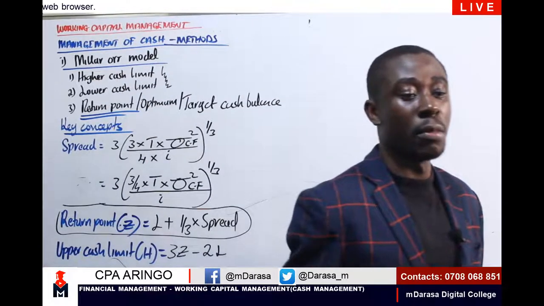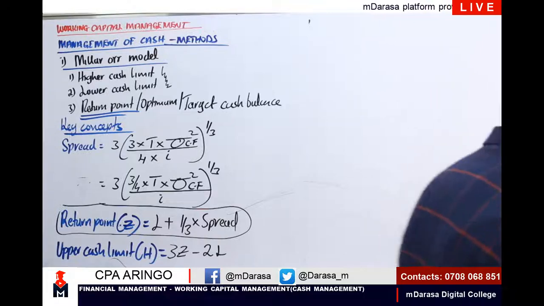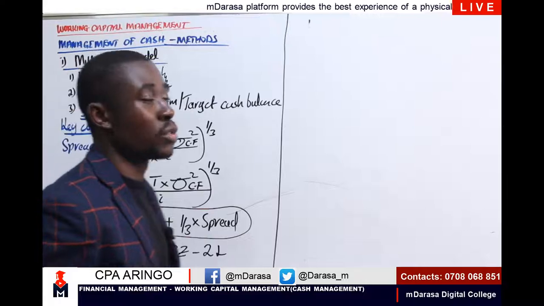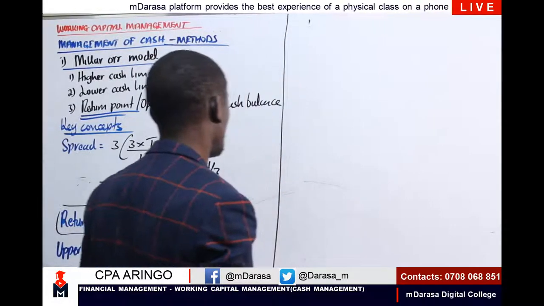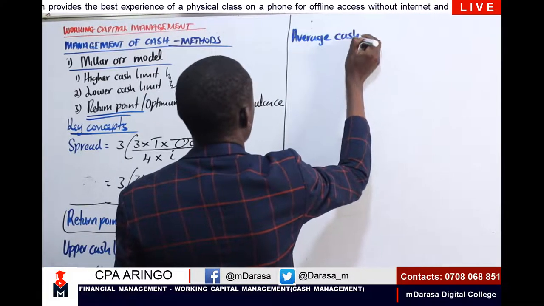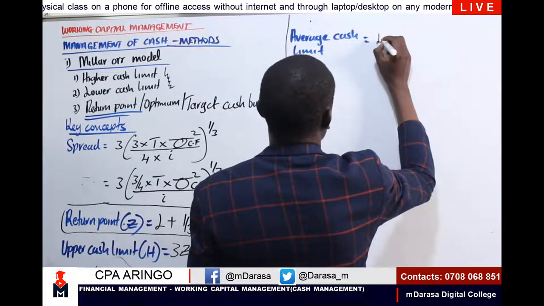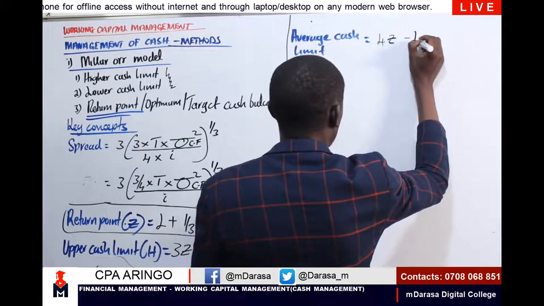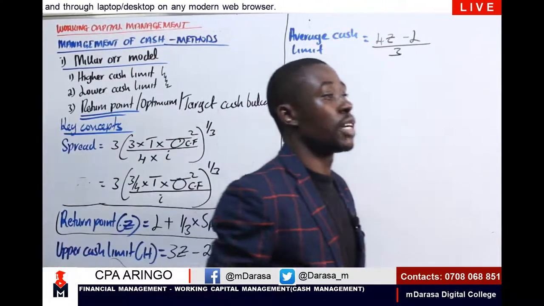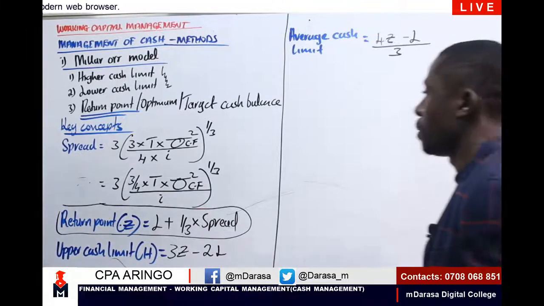Okay, the other key element you should also have before we proceed to the question that I want us to handle in our block model paper is how to determine our average cash limit. How will we determine our average cash limit? So long as we determine Z, the return point guides us in almost everything here. So to determine our average cash limit, we must always have this at the back of our mind: 4 times my return point, less our lower cash limit, we divide by 3. That should give us our average cash limit. So basically, this is what you should always have.